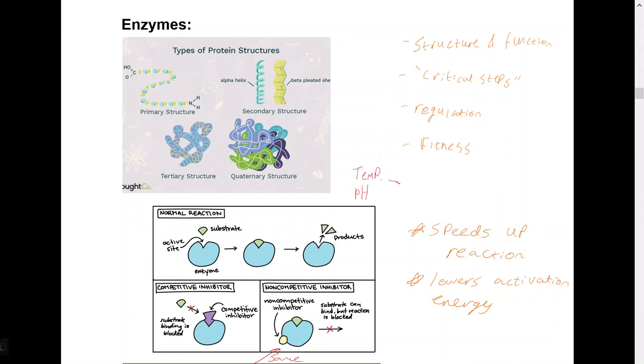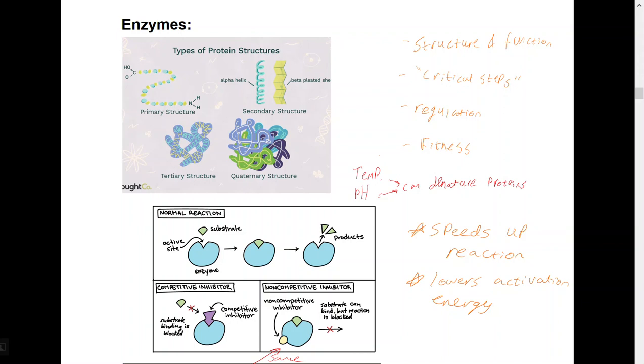So what can these can denature. Okay, they can denature proteins. Okay.